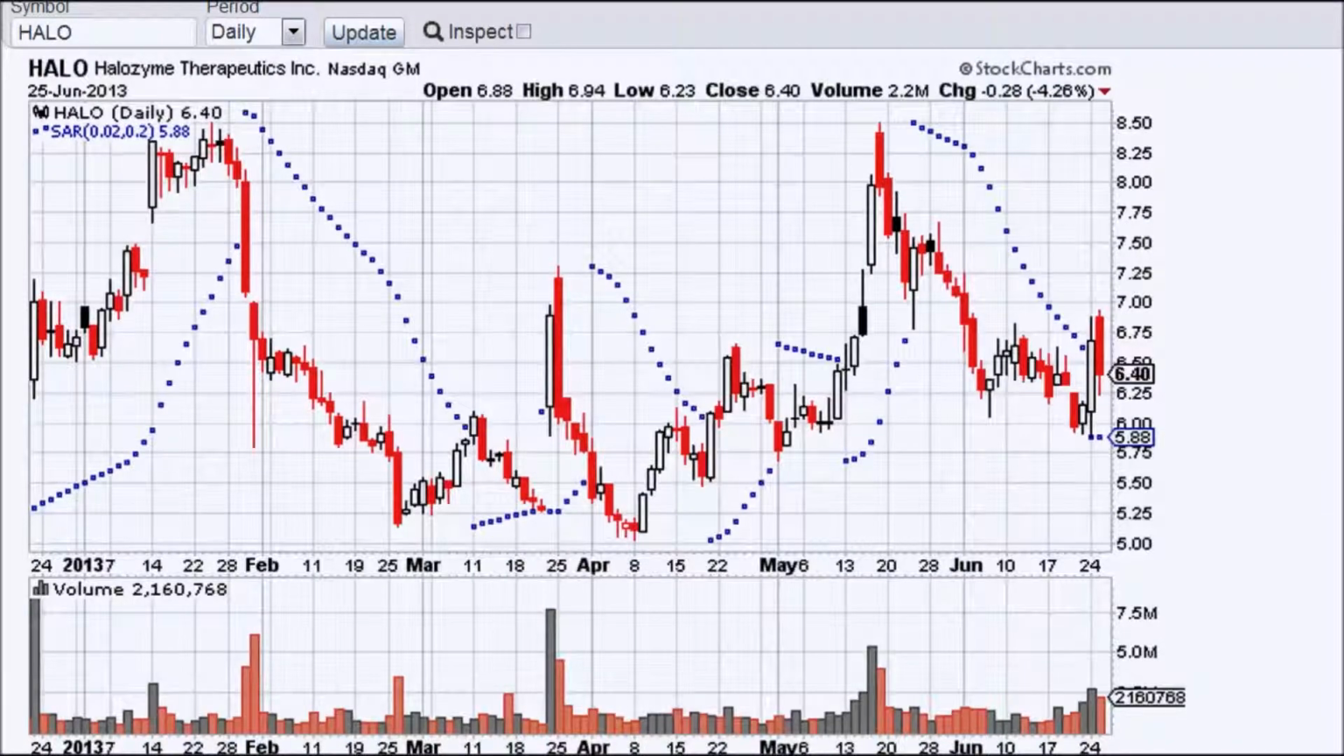The parabolic SAR works best with trending securities, like the ones I showed you in the previous couple of charts. Now those only occur about 30% of the time. That means the indicator will be prone to whipsaws about half the time when a security is not trending. Here's a good example of a stock on which the SAR doesn't work very well. It's Halo. It's a biotech stock, trades on the NASDAQ. And if you do the calculations of where you would be buying and where it tells you to sell, you would actually end up losing money in this stuff.